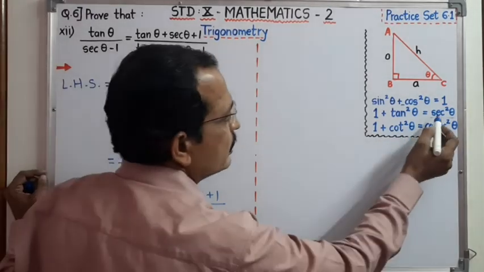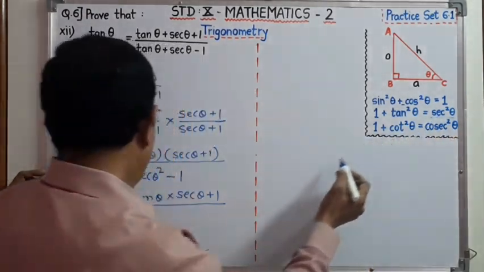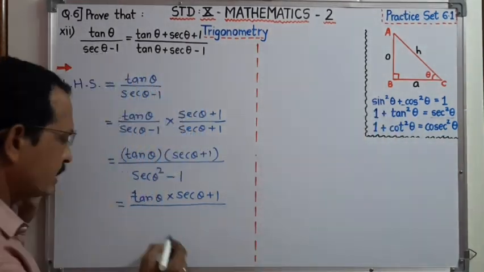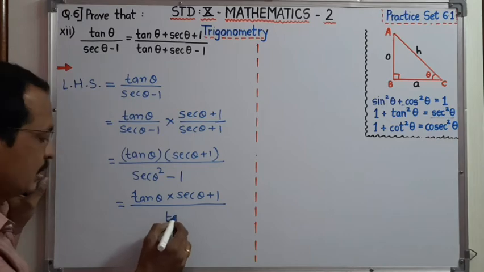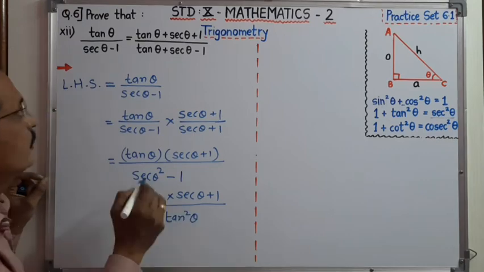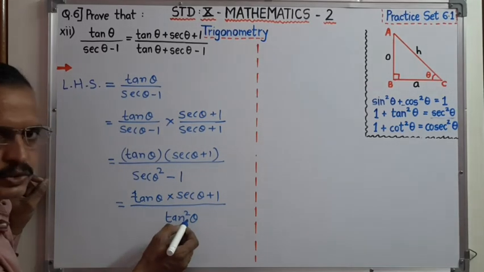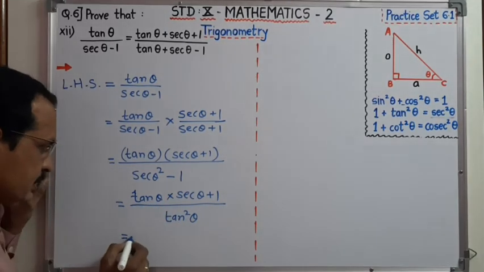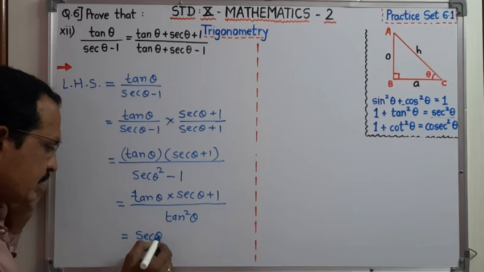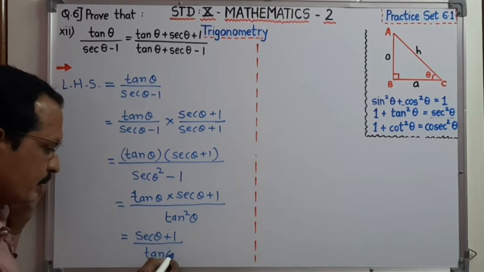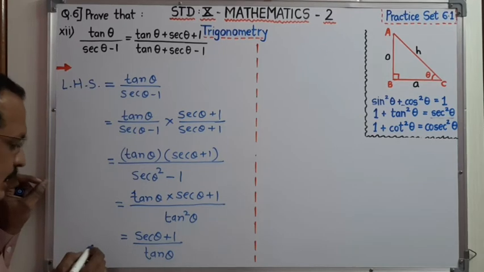Sec square theta minus 1. Got it? That means tan square theta. Therefore, we write here tan square theta. Got it? Here this tan theta and this tan square theta get cancelled. We get here sec theta plus 1 upon tan theta. Got it? This is LHS.